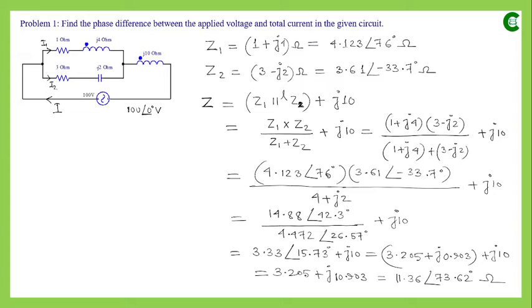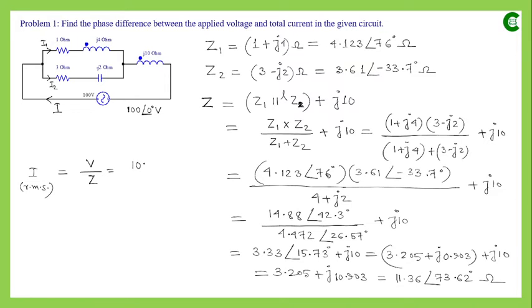Now our requirement was to find the phase difference between the applied voltage and total current. The applied voltage value is given, and the net impedance of that network we have already obtained. So next, if we want to get the current value, we can write here: since the voltage value is given in RMS, this current value will also be the RMS value. So I will simply be V divided by Z.